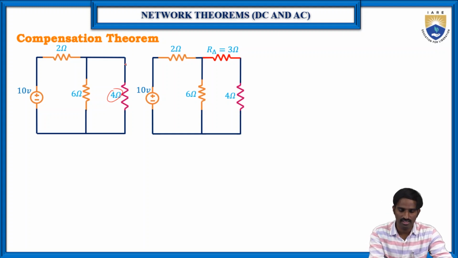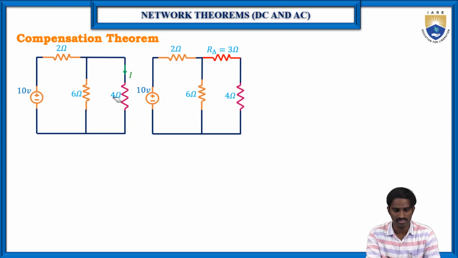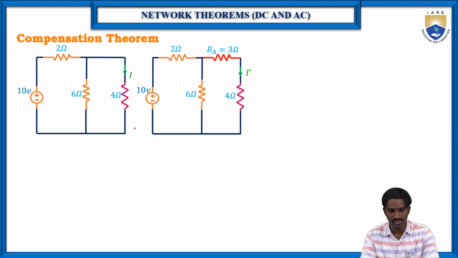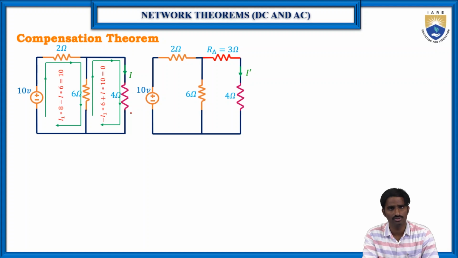Now find the current flowing through, here it is I and here it is I dash. So how can we find the current flowing through I and I dash? Just apply the loop analysis, or any other way that we can find. Here we are applying the loop analysis. Let us consider these are the two loops and write the loop equations, and by solving these two equations, you can find the current values.